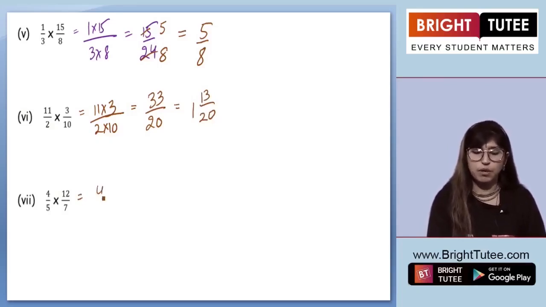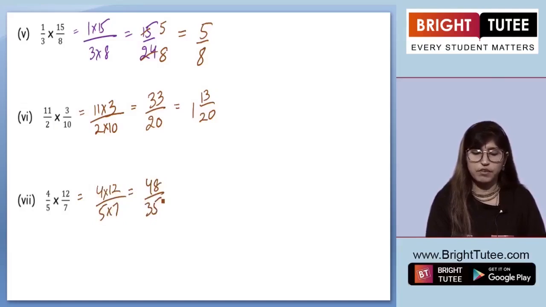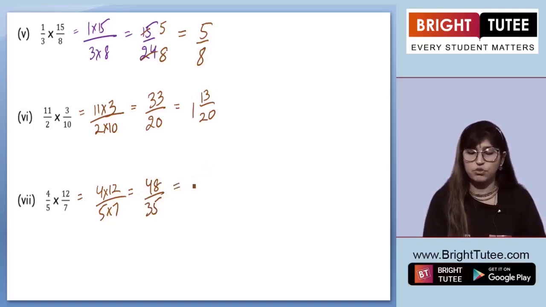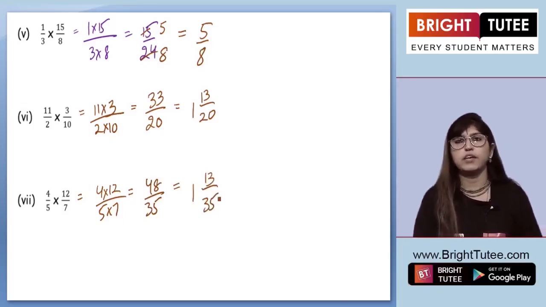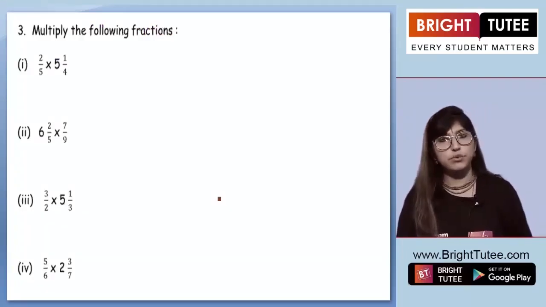Let's move on to another part, multiplying it again. So we'll be getting 48 upon 35. Now, to this again, you cannot cancel anything out, and it's an improper fraction. So we'll be writing it down like this. So it is 113 by 35. Now let's move on to question 3.